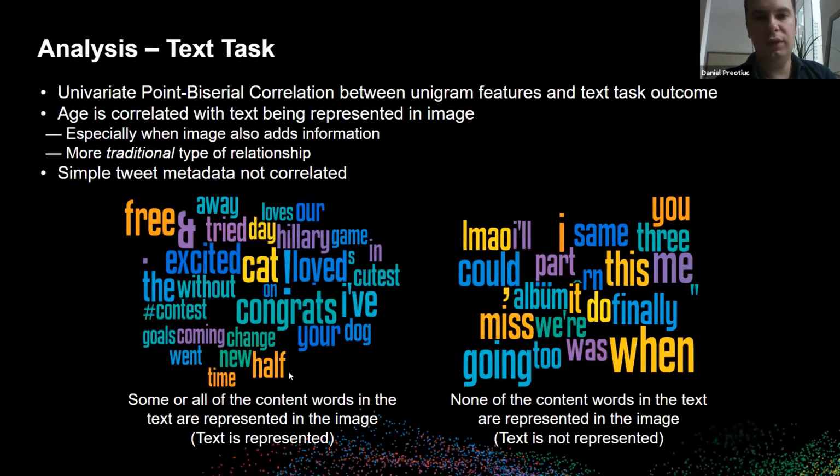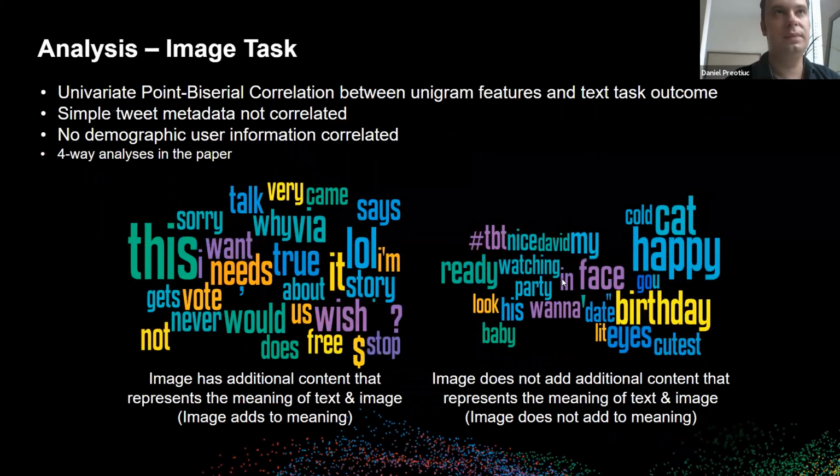And this is some of the textual features. So you can see where the text is represented in the image, you have things like cat, for example, or different feelings like love, congrats, cutest. So usually these are accompanied by images that also show this. While when the text is not represented, you see a lot of feelings like miss, laughter, or things that are pointing to something, and then the image shows what this represents.